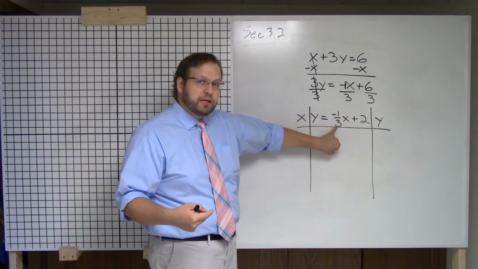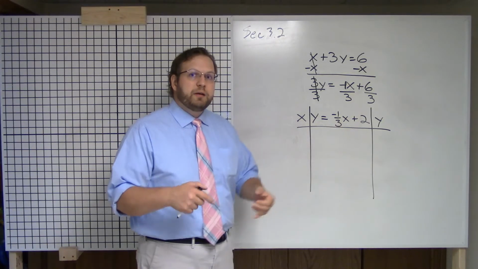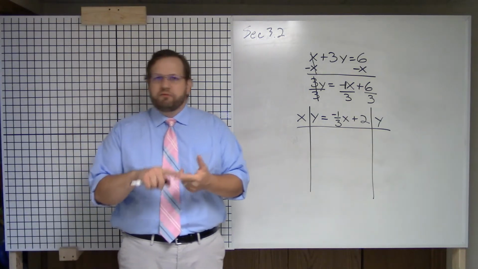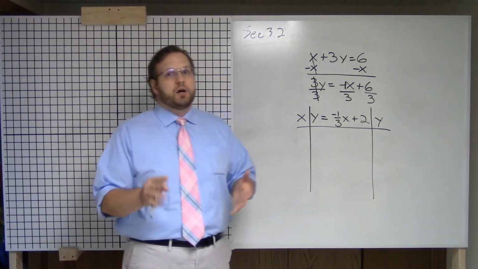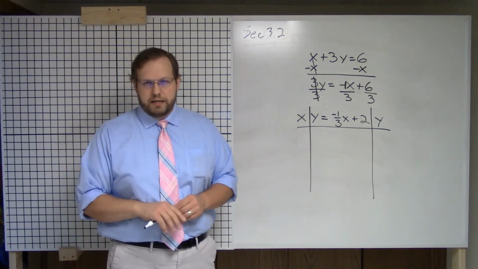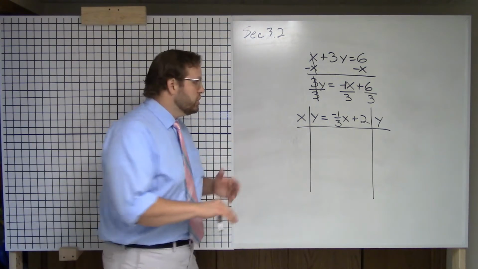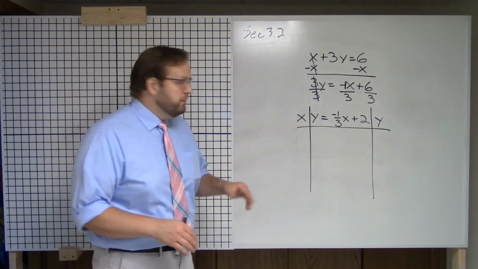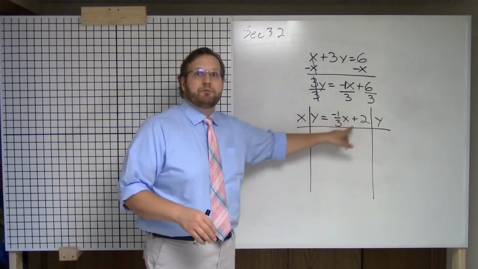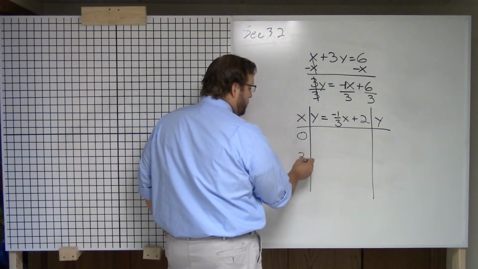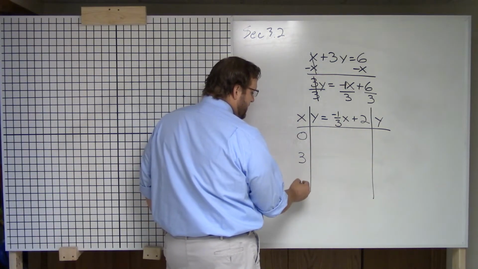So that denominator is a 3. So I'm going to pick numbers like 3, 6, 9, -3, -6, -9, and always a good one, 0. Because 0 will just cancel out whatever it's multiplying. So I'm not going to pick 0, 1, and 2, because if I put a 1 there, I'm going to be left with a fraction that I have to deal with. I'm going to pick 0, 3, and let's say -3.